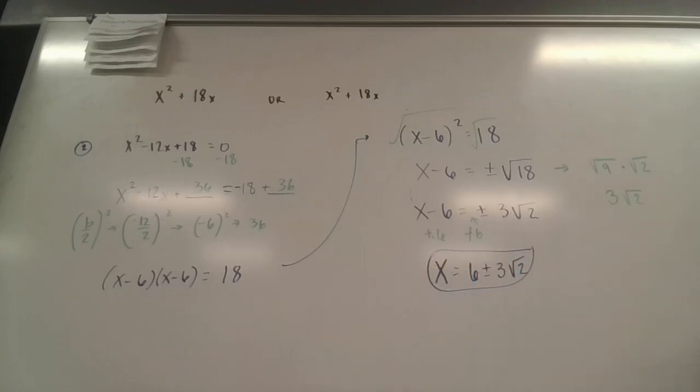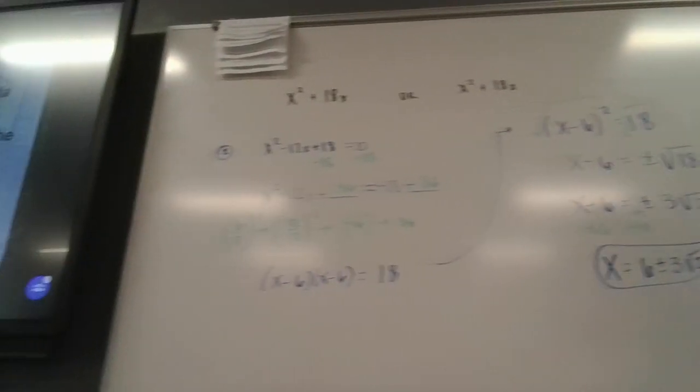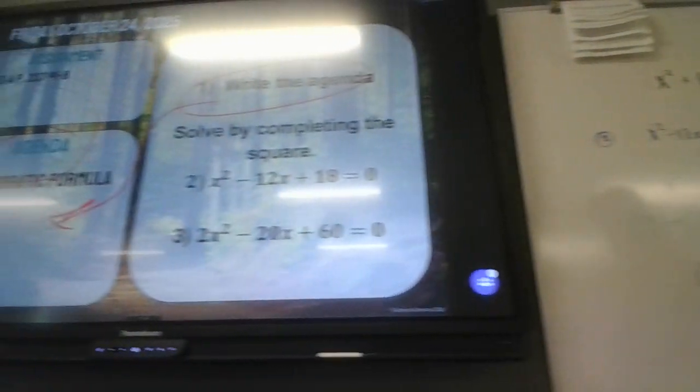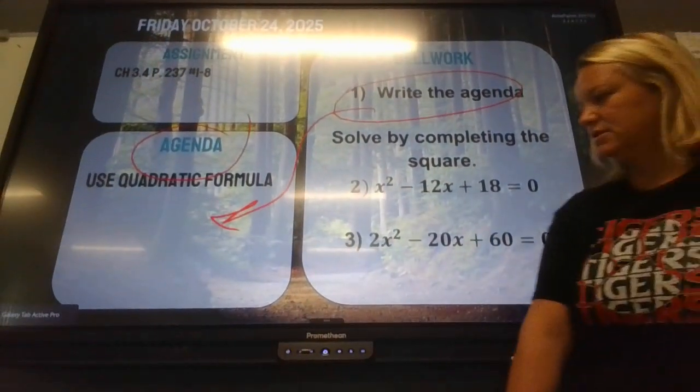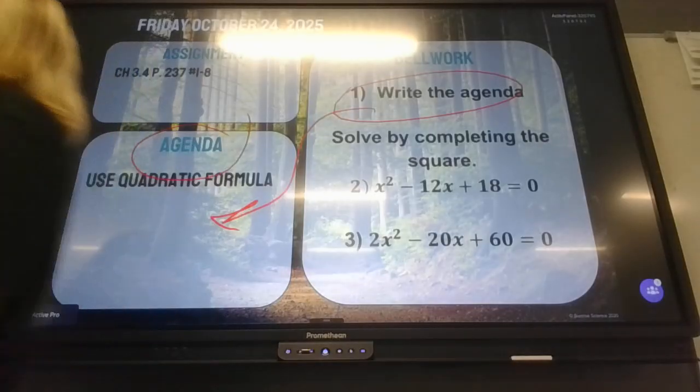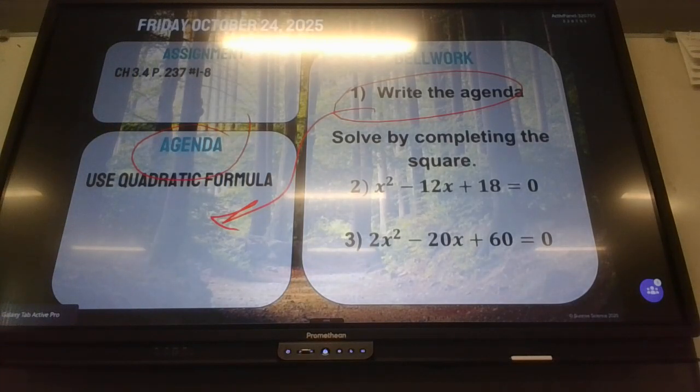So that guy definitely has real solutions. So we should be able to see that on Desmos if we were curious. I am. All right, on number 2, you had a couple of these in the assignment yesterday.